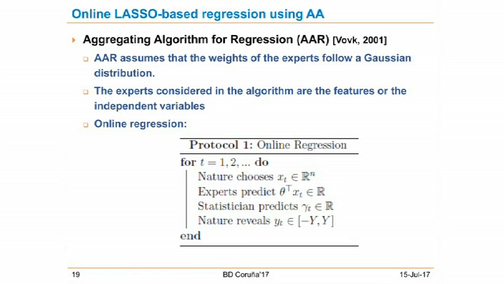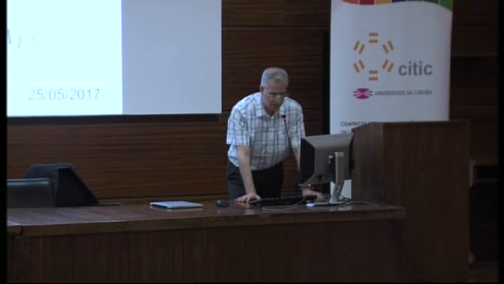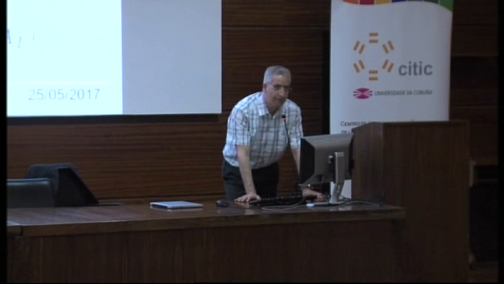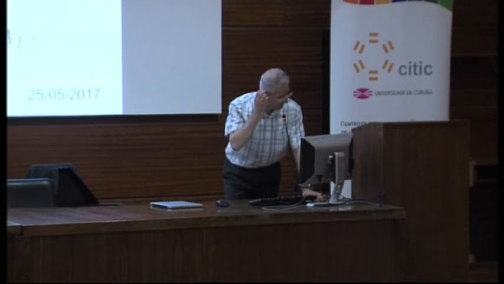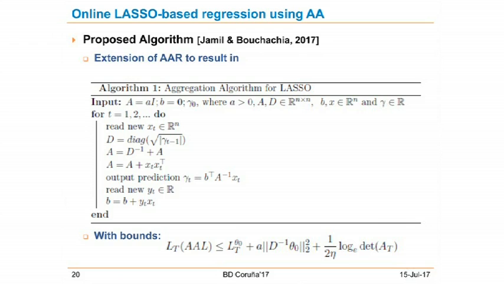We also proved the bounds of this algorithm, okay? So that's basically the algorithm that can handle the prediction as well as the feature selection. Okay. So AA is basically embedded in the algorithm.